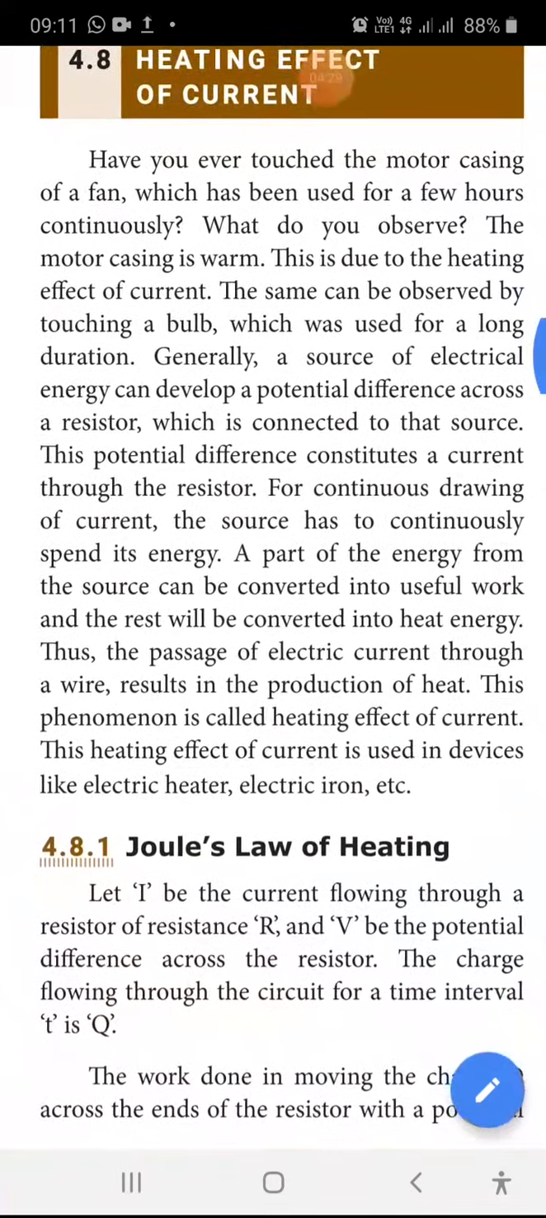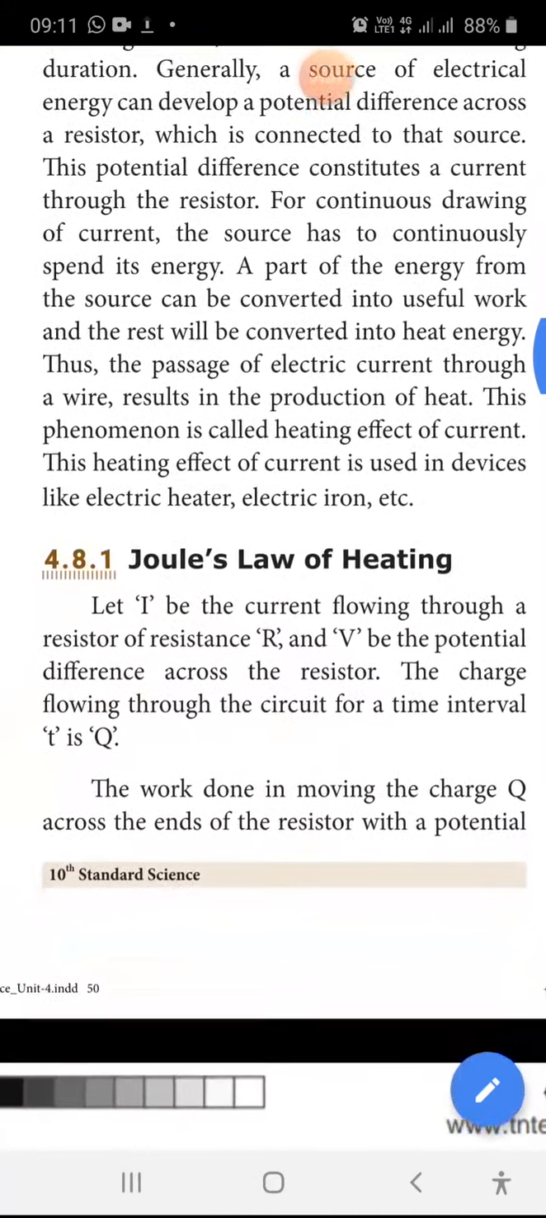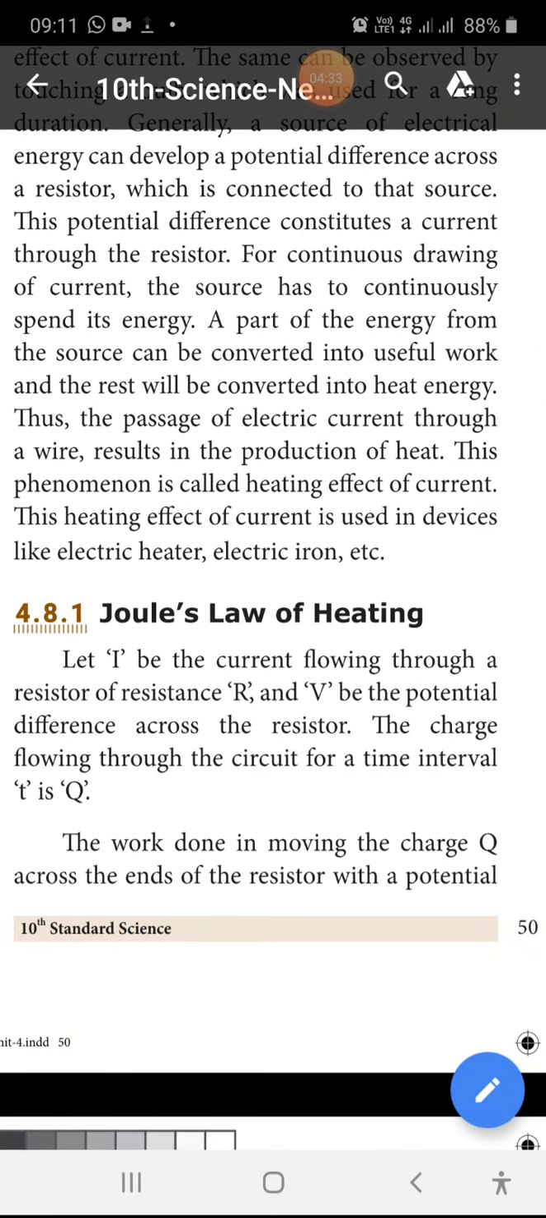Then we will see Joule's law of heating. What is Joule's law of heating? Three important parameters: I, R, V, T and Q. I is the current, R is the resistance, V is the potential difference, Q is the charge and t is the time interval.